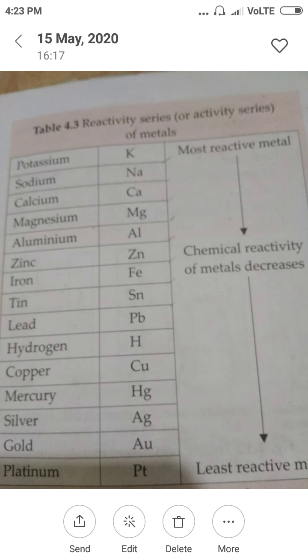In any reaction, a metal can replace another metal if it is placed above the other metal in the reactivity series, but it cannot replace a metal which is placed above it in this series. For example, zinc, Zn, is placed above copper, so it can replace copper from copper sulfate.